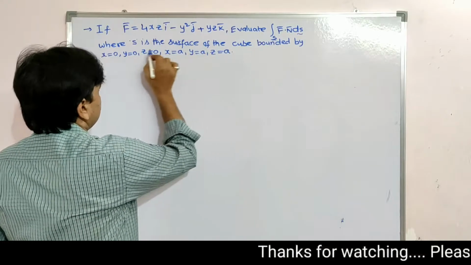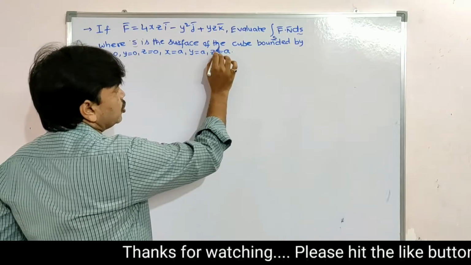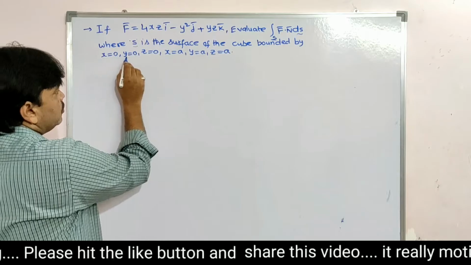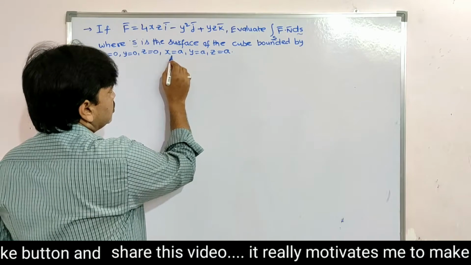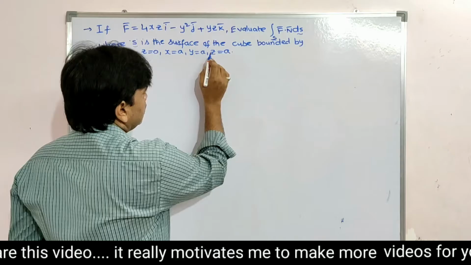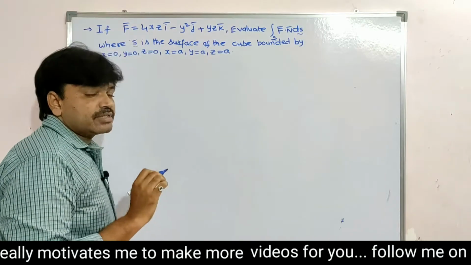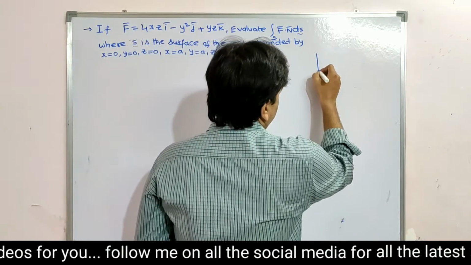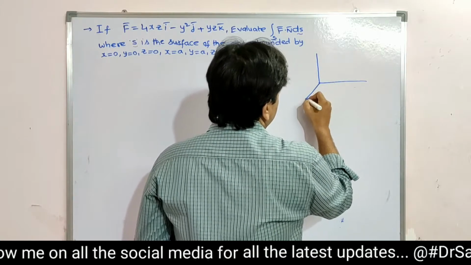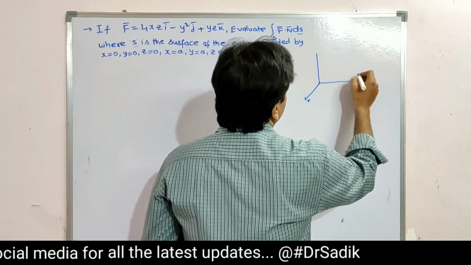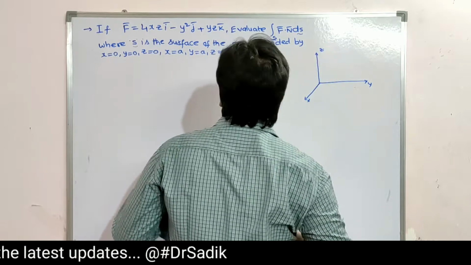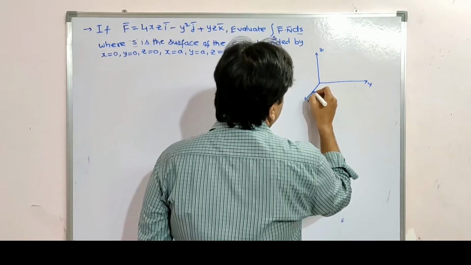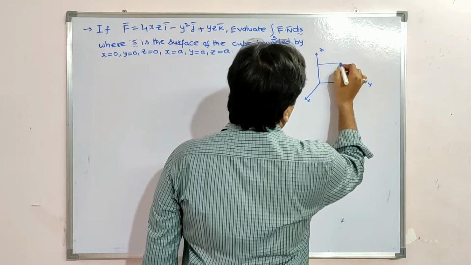where S is the surface of the cube bounded by x is equal to 0, y is equal to 0, z is equal to 0, x is equal to a, y is equal to a, z is equal to a. The given surface, friends, is a cube. So draw the cube. Say this is the x axis, y axis and z axis. Given x is equal to 0, x is equal to a. So draw the cube, friends.